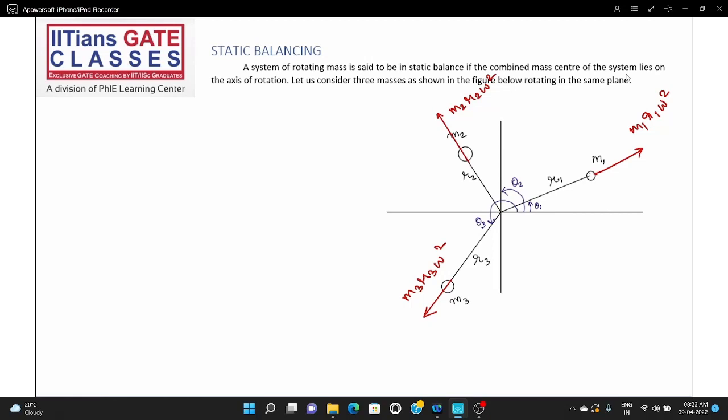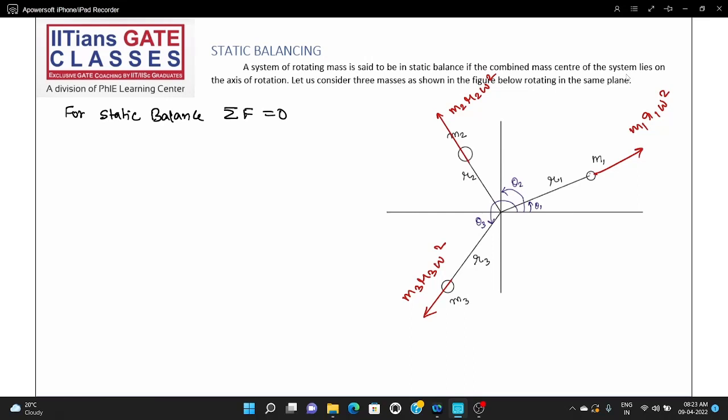Sum of all the three forces will be equal to 0. Or simply we can say, for static balance, sum of force should be equal to 0. So I can write M1 R1 omega square plus M2 R2 omega square plus M3 R3 omega square.